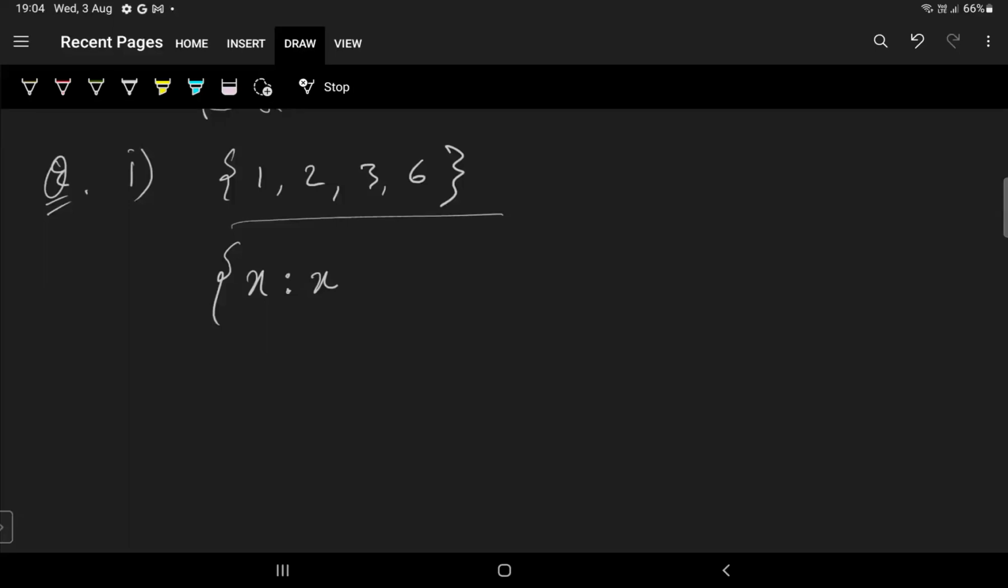Write down in your own words what you will write. X is what I just explained. She actually explained it. X such that x is the natural number which is divisible by 6. You can write that also, right? But that is also an incorrect statement.